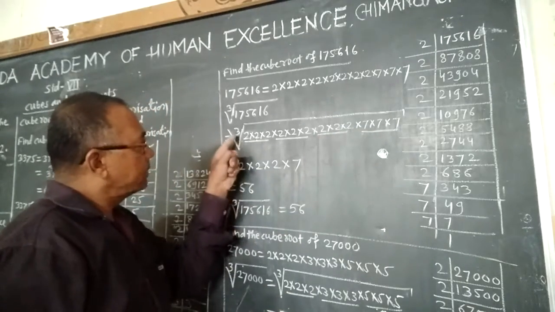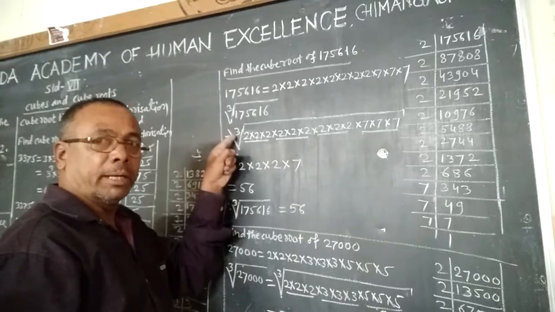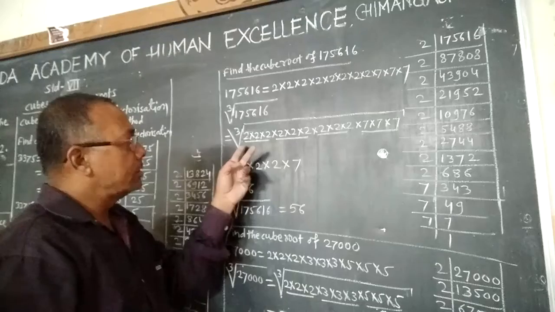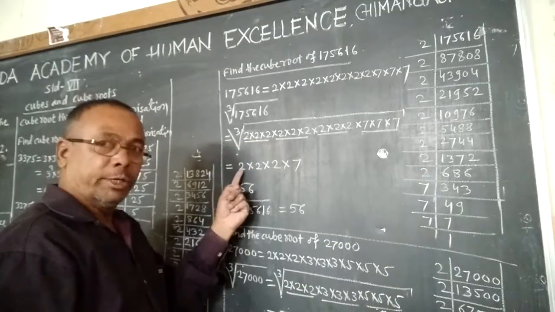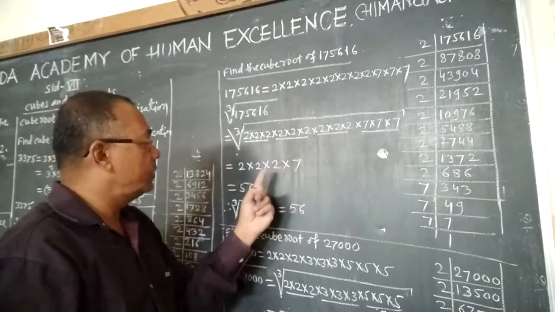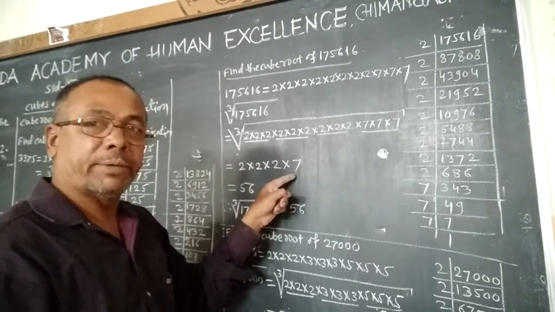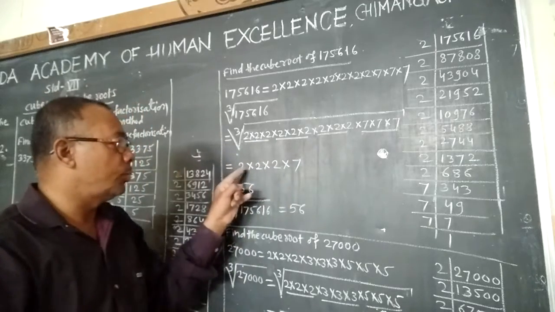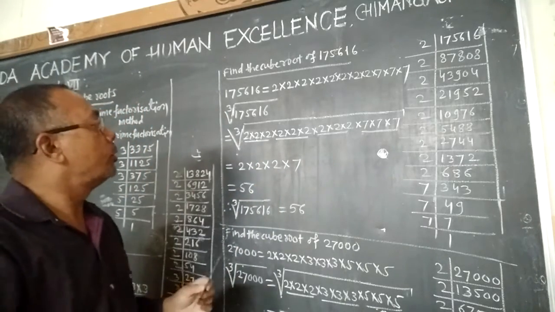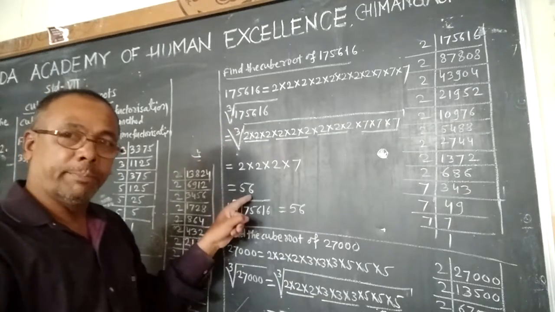Since we have to make triplets, the number in the radical sign indicates that we make triplets here. So for the first triplet we get only 2, for the second triplet again 2, for the third triplet we get 2, and for the last triplet of 7 we get only 7. After multiplication of 2 into 2 into 2 into 7, we get the cube root of 1,75,616, which is equal to 56.